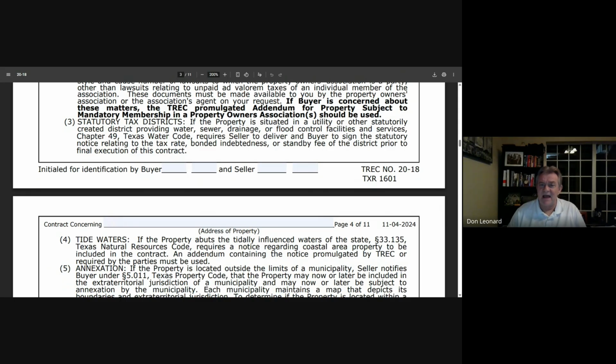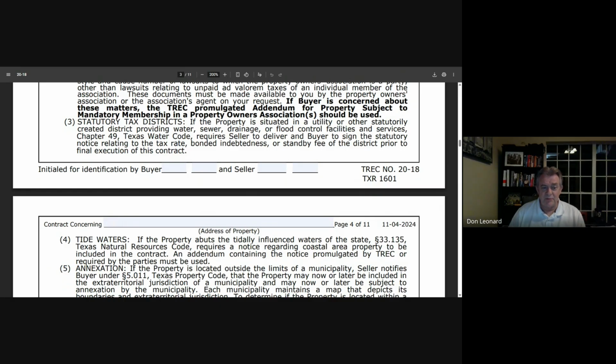Harris County has 550 MUD districts in just Harris County. And of course, every one of them is its own taxing authority. They set their own tax rates. So that's what this is talking about. The statutory tax districts section is about the seller delivering that information to the buyer. The delivery of this information has changed over the last 2 or 3 years.